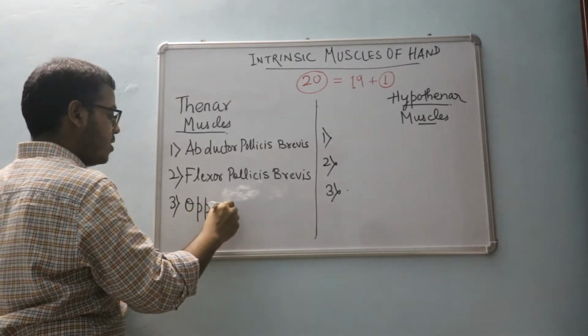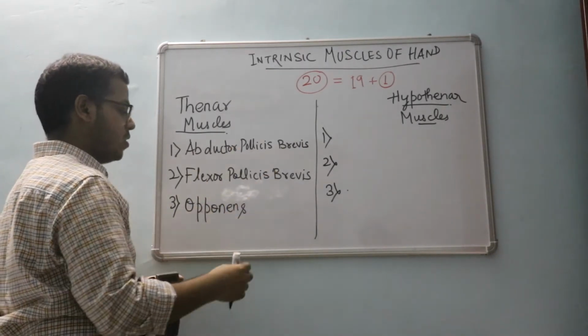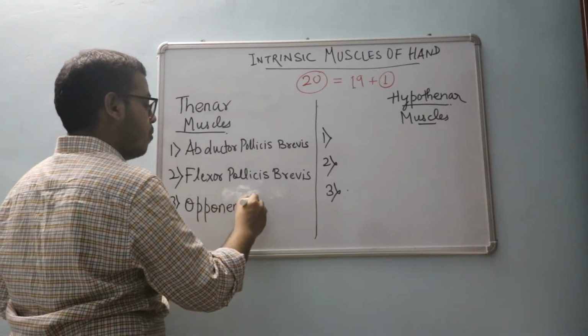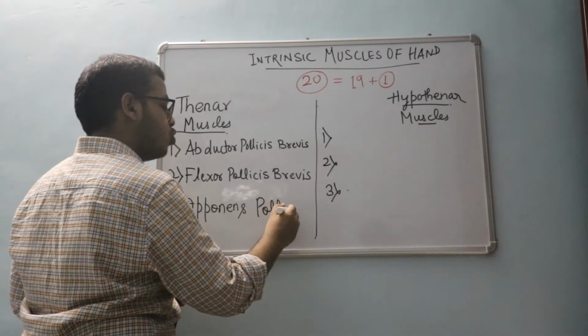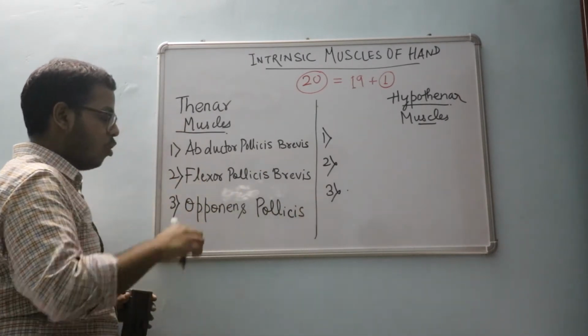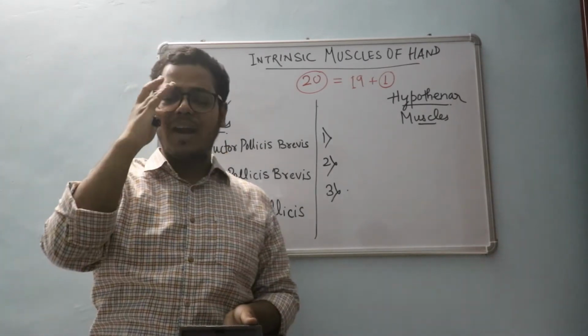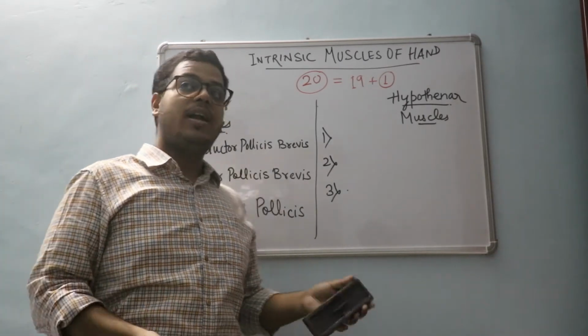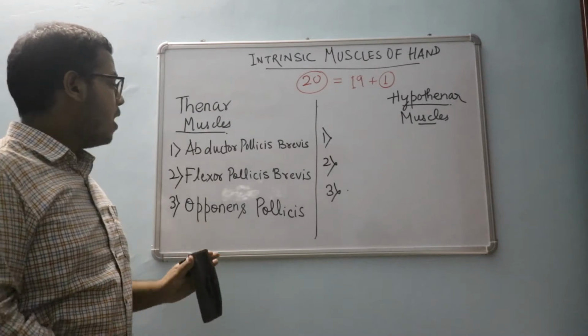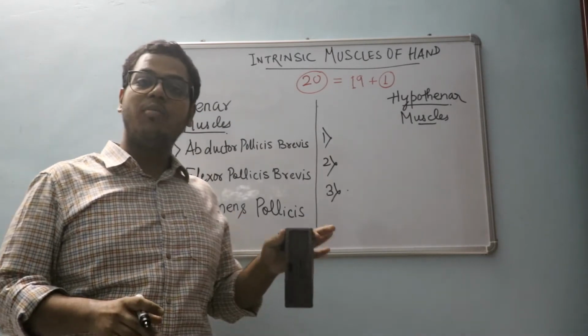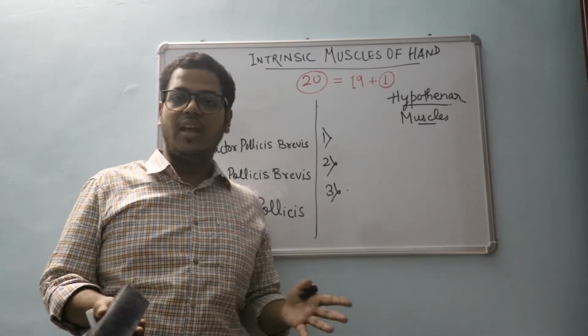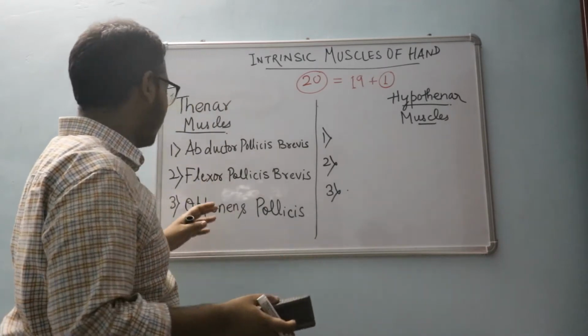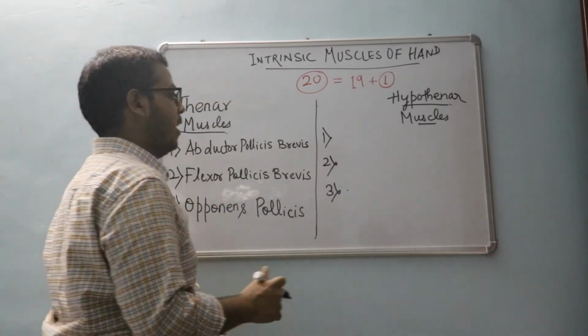Many books write opponens pollicis brevis. That's absolutely wrong because opponens pollicis is only one muscle. Opponens pollicis is only one muscle. Why do we name it longus or brevis? It has to be opponens pollicis. So this mistake you may find in some areas, but that is not the correct thing.